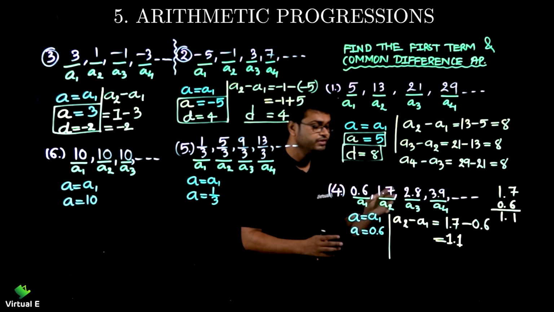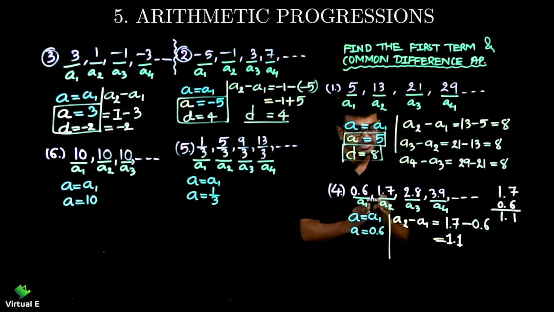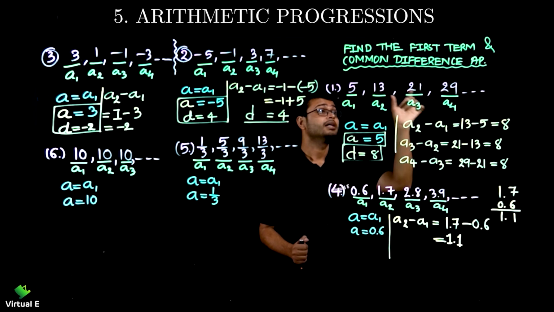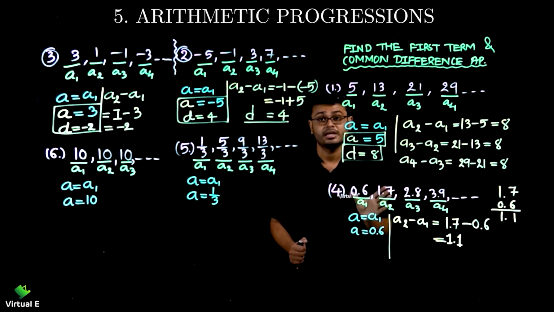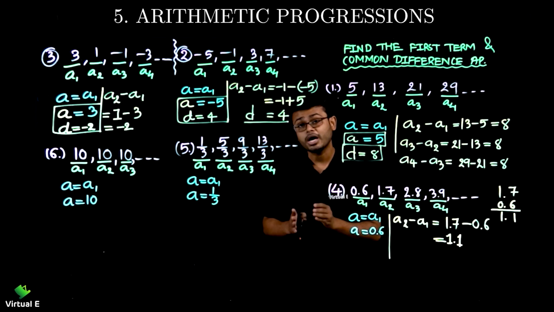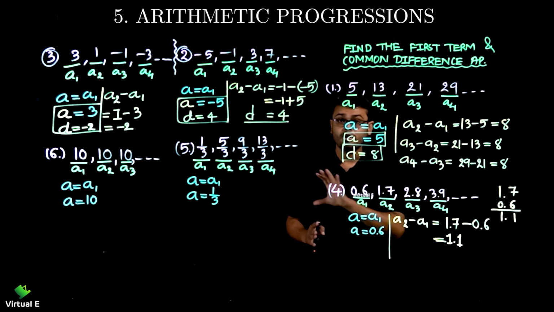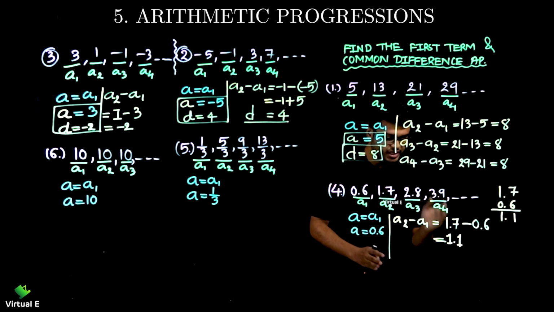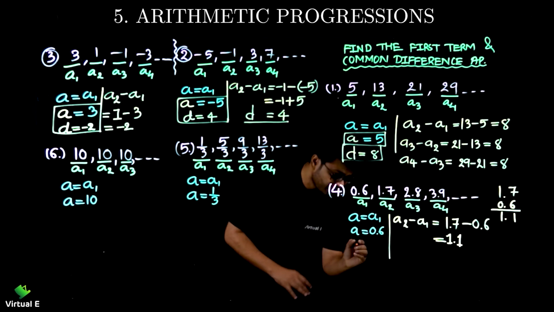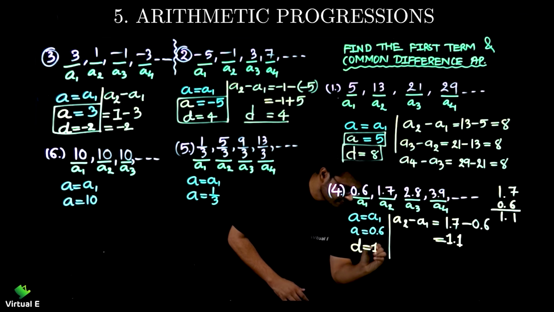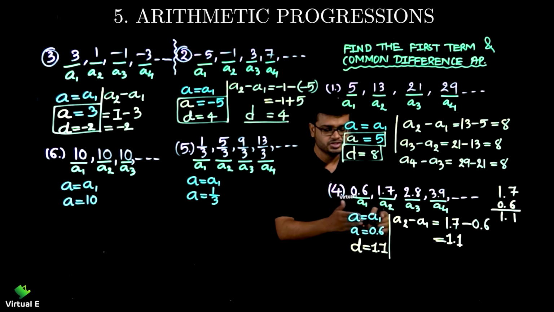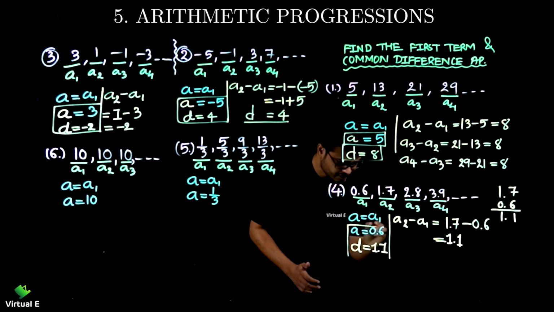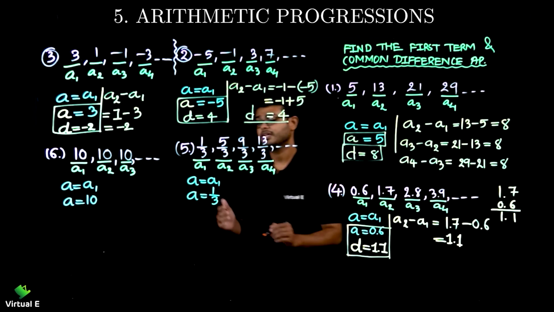If you want to cross check it with the other terms, you can subtract a3 minus a2, a4 minus a3. It will come the same. Why? Because I told you it is given that all these questions are APs. We are not going to doubt whether it is AP or not. We just need to find the first term A and common difference D. So my first term is 0.6 and my common difference D is 1.1. So it's done. Let's move to the next one.